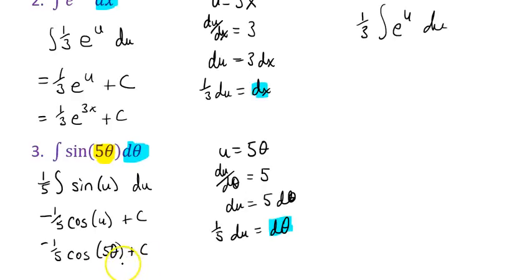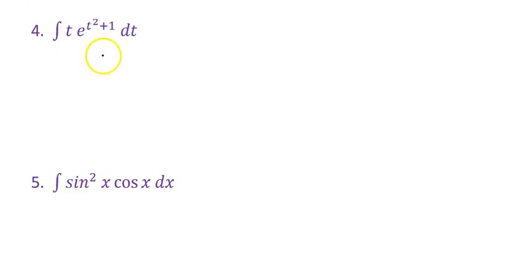And again, you can always check your answer, because if you take the derivative of this, you should get what was in that integral to begin with. Now, 4 is a little bit different. It's kind of like back to example 1, where I can see a derivative or part of the derivative in the problem. The derivative of t squared plus 1 would be 2t, and there's a t in the problem. There's not a 2t, but there is a t. So this is a situation where part of the derivative is there, and we'll work this out so you can see what happens when that is the case.